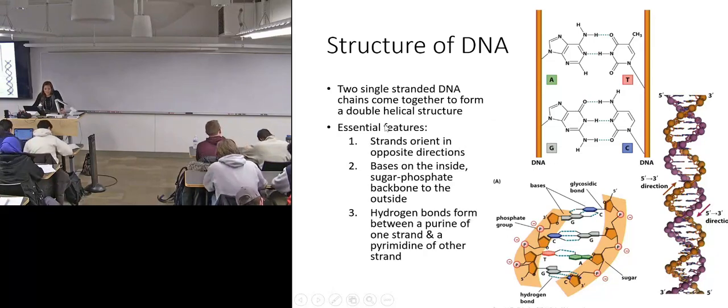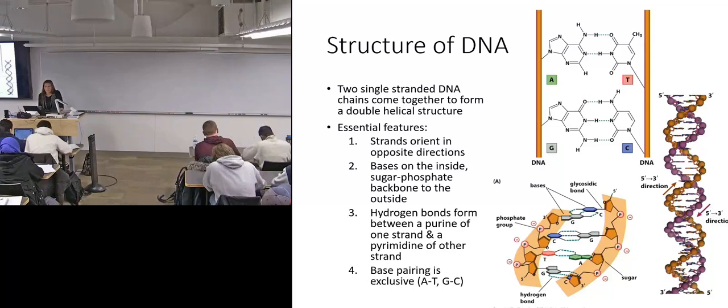Hydrogen bonds form between, this is essential feature number 3, the H bonds are forming between a purine on one strand and a pyrimidine on the other strand. Okay? And that pairing is always exclusive. Okay? It's A to T and G to C. Any questions about this stuff? It's familiar stuff for the most part.